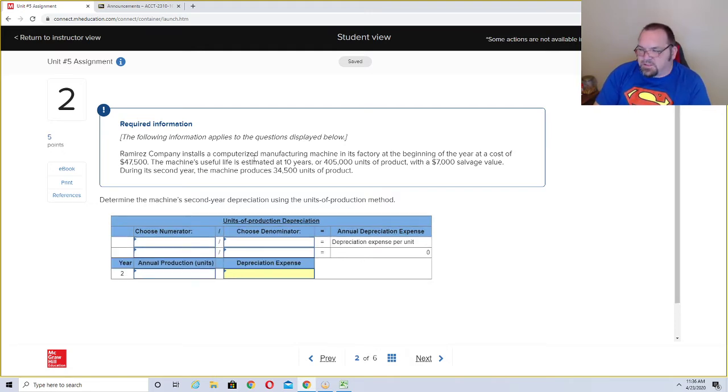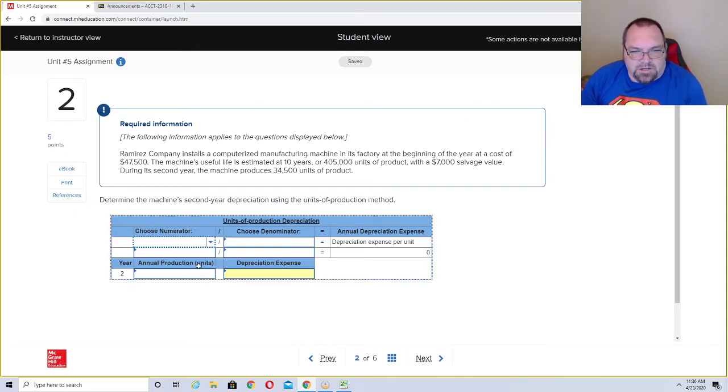All right, number 2, units of production. The method's pretty simple. It's similar to straight line. The problem has to give you 4 things. It's got to give you the cost. It's got to give you the salvage value. It's got to give you the units that it can produce over the life of the machine, and it's got to give you the units produced for the year that they're trying to get the answer for. Okay, so we gotta have all 4 of those, and they're all here.